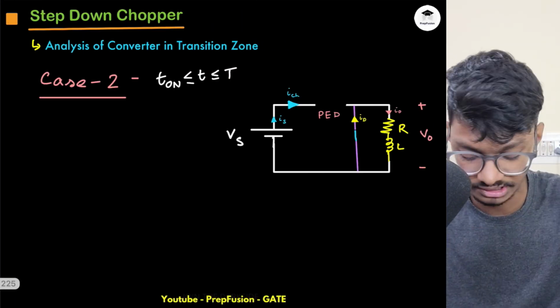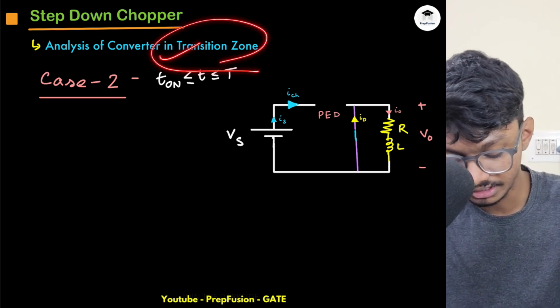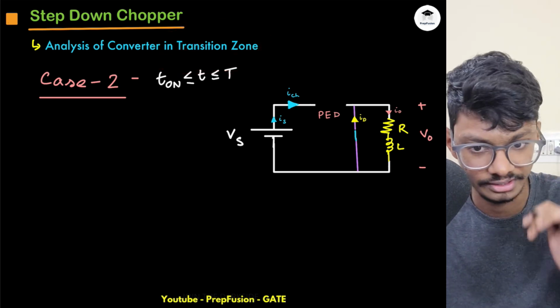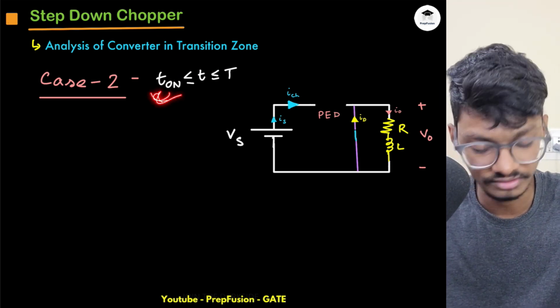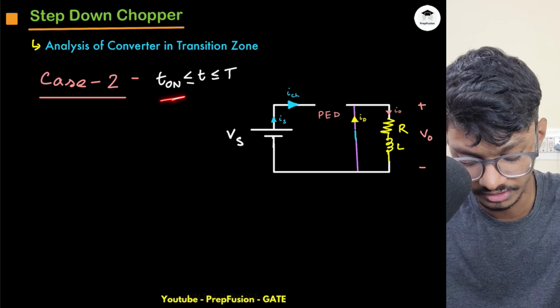Then this is just a transient. I'm just explaining the converter in the transition zone. In steady state, things will be a bit different, and I will explain that as well. And then in the next cycle, from T on to T, because from T on, what is happening?